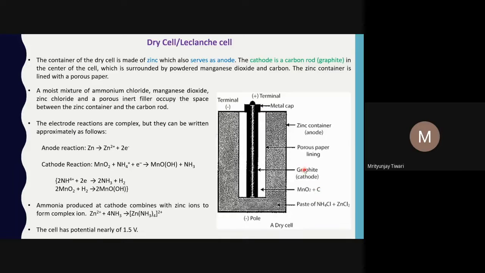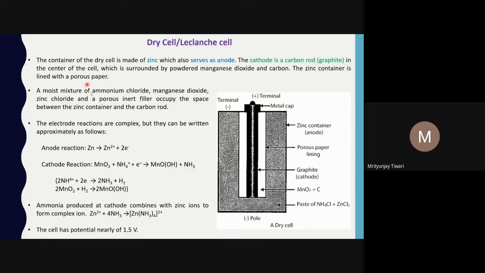And this is the graphite, MnO2 and carbon is there inside in the middle. This is the paste of ammonium chloride, zinc chloride, already there between this, the porous material, and this is the zinc container as you can see here, which is the anode, and the cathode is the graphite, and this is a positive terminal. This is called a negative terminal, negative pole of the battery. This is positive pole, negative pole.